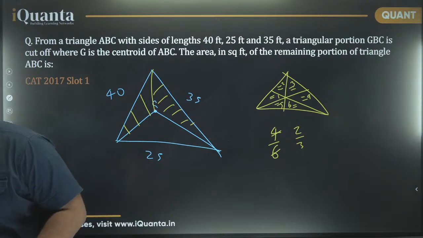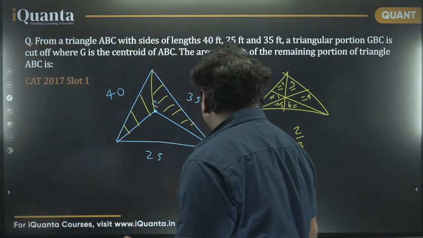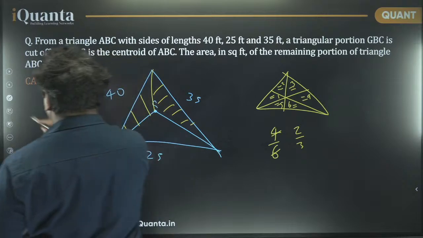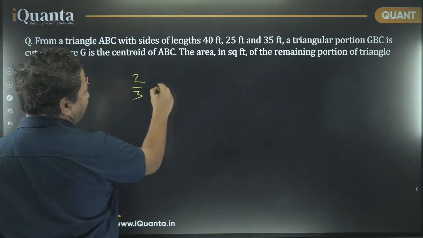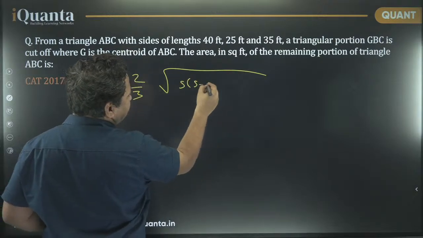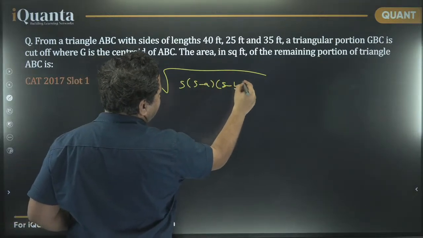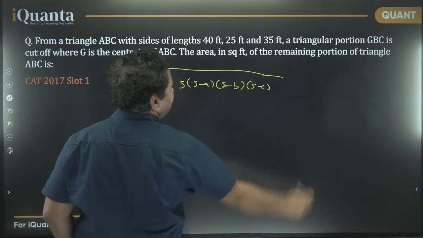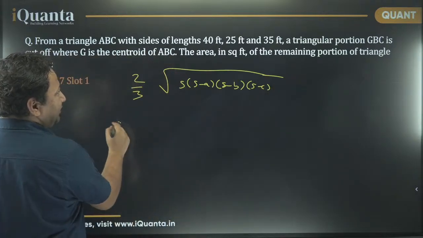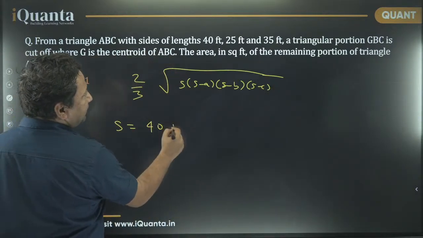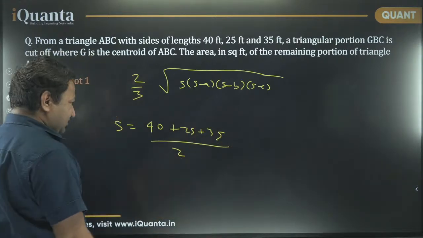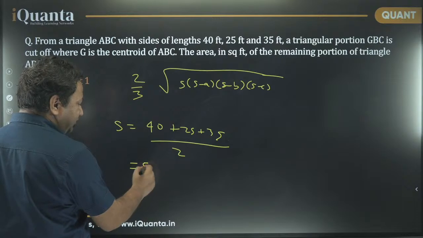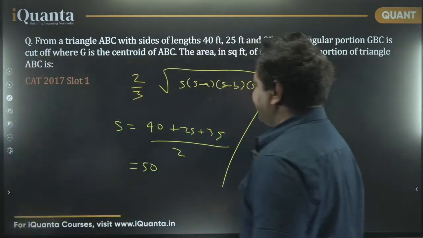Is that fine? I hope all of you did it the same way. 2/3 of this. I can use Heron's formula: S minus A, S minus B, and S minus C. I don't think I need to calculate it. You must have done it already. Semi-perimeter is 40 plus 25 plus 35 whole upon 2. This becomes 60 plus 40, 100. It is 50. Let's put the values and get the answer. Right?